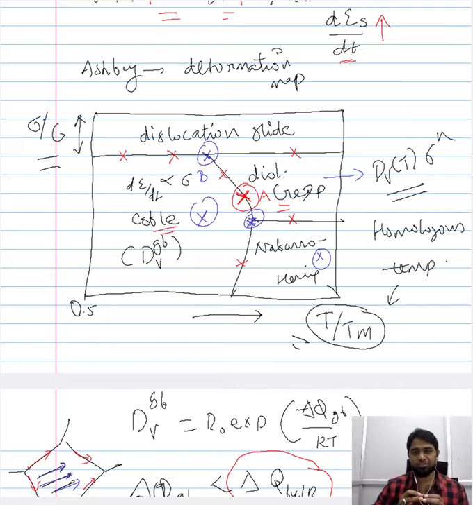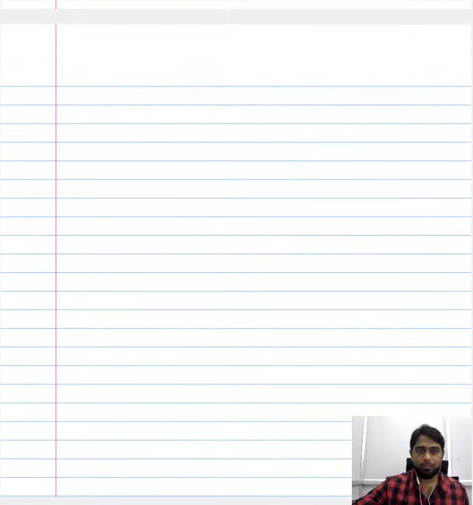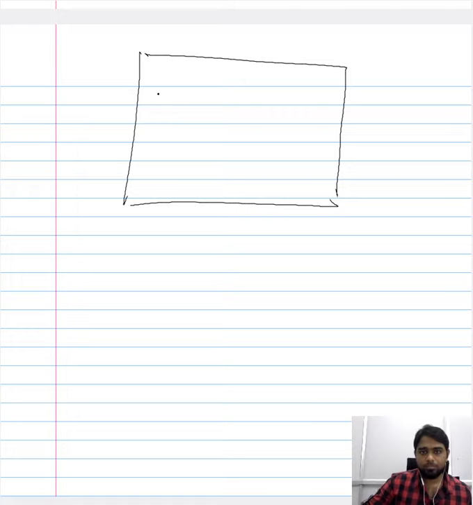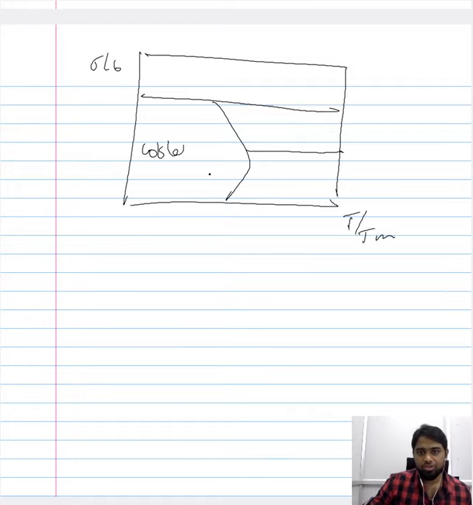for a given temperature. So in that case, let me use a different color. Your stress is not constant and it will be varying in this manner. Let me try to redraw it. So you have your deformation map. You have your Coble creep. You have your stress here, you have your homologous temperature here. You have your Nabarro-Herring creep, and you have your dislocation creep and your dislocation glide.